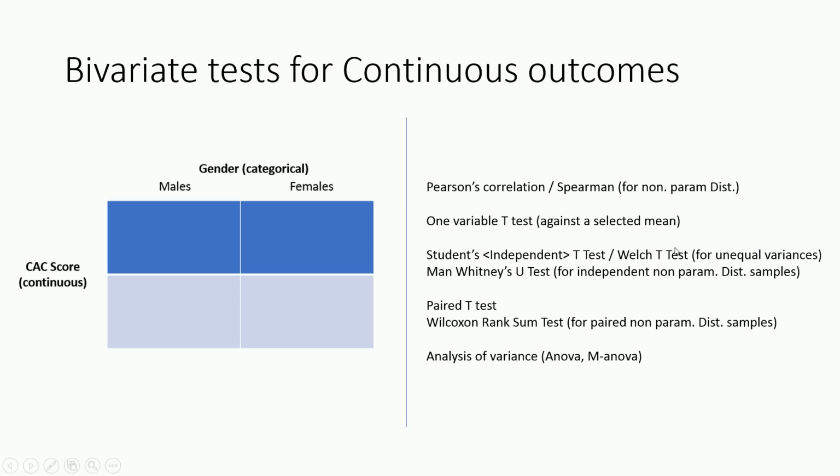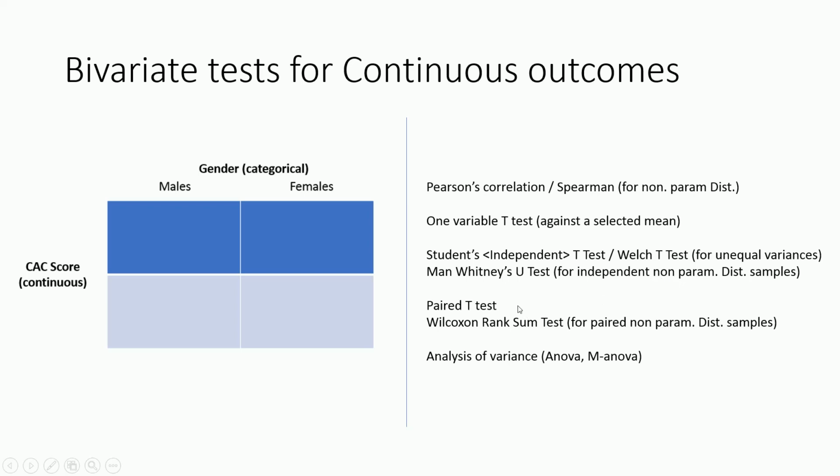And SPSS by default runs it automatically. Mann-Whitney U-test is the other form. Now I've grouped these two together because they more or less act in the same way. So they're comparing independent samples, but the student t-test assumes that the samples are normally distributed, while the Mann-Whitney U-test does not assume the same thing. So it is mostly for non-parametric samples.